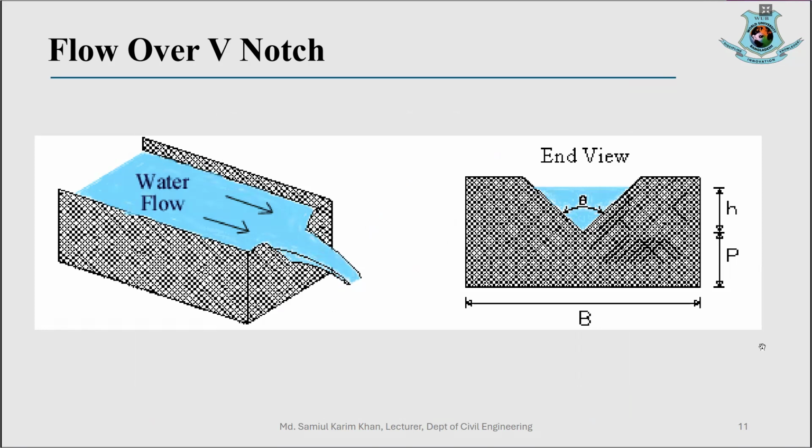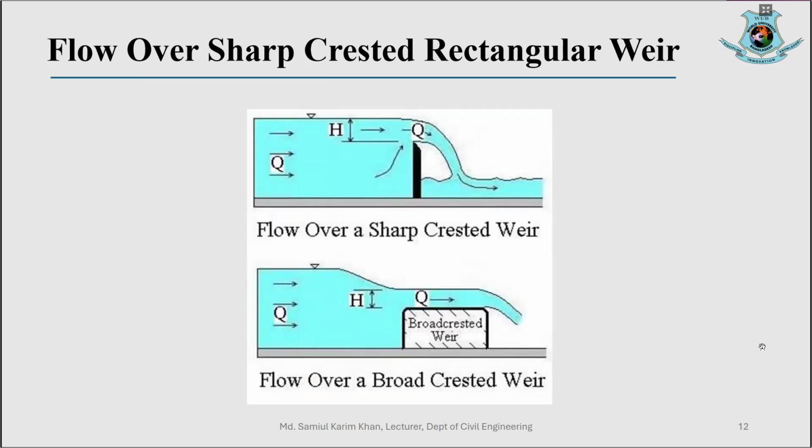These parameters will be helpful for calculation. And the last experiment is flow over sharp-crested rectangular weir, which we are watching in the upper figure. In the lower figure, we are watching a broad-crested weir, which will not be discussed in this course. So thank you.